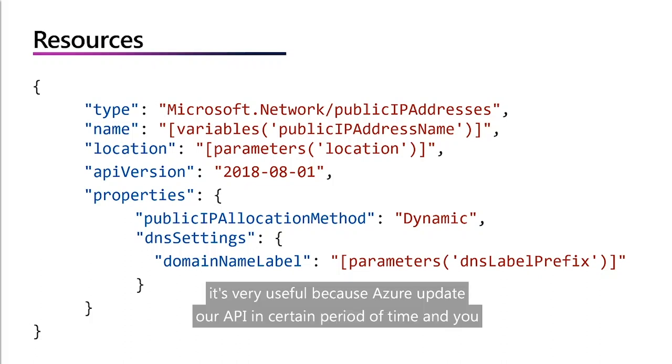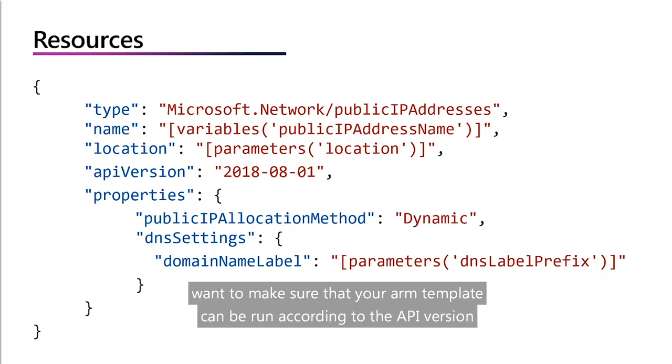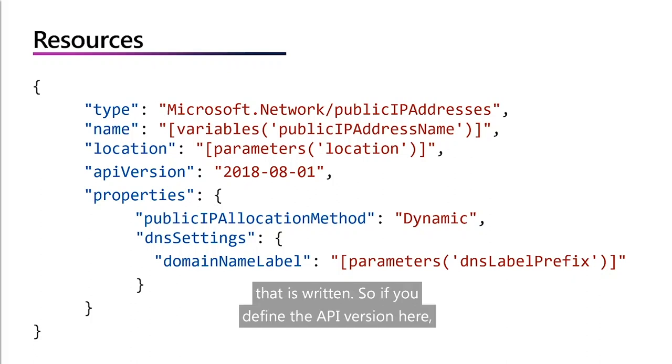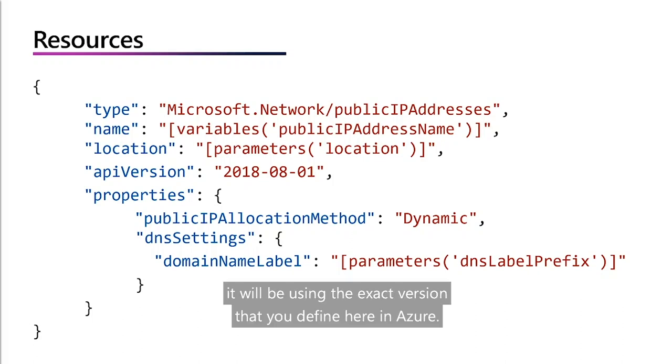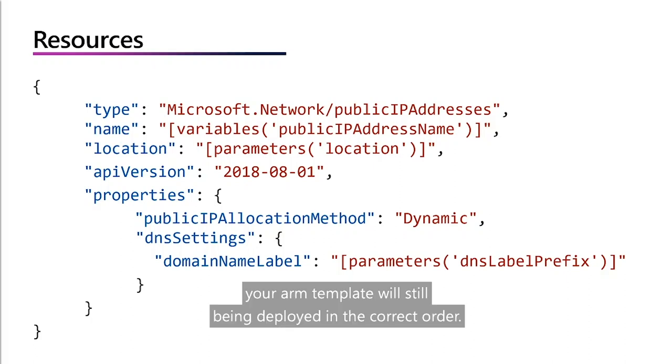It's very useful because Azure updates its API in certain periods of time, and you want to make sure that your ARM template can be run according to the API version that it is written for. So if you define the API version here, while the ARM template is run, it will be using the exact version that you define here in Azure. So when Azure changes over time, your ARM template will still be deployed in the correct order.